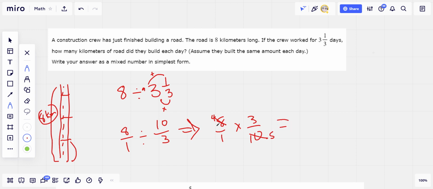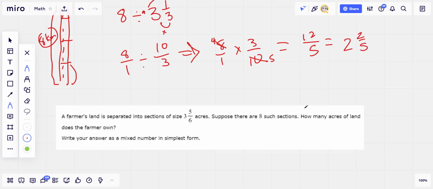Now I can do the division, or sorry, the multiplication. So 4 times 3 on the top is 12, and 1 times 5. So we have 12/5 that's completed each day. But let's go ahead and turn that back into a mixed number. So how many 5s are there in 12? Well, 2 times 5 is 10, with 2 left over because 12 minus 10 is 2. So 2 2/5 of the road, or kilometers of the road, was completed every day.